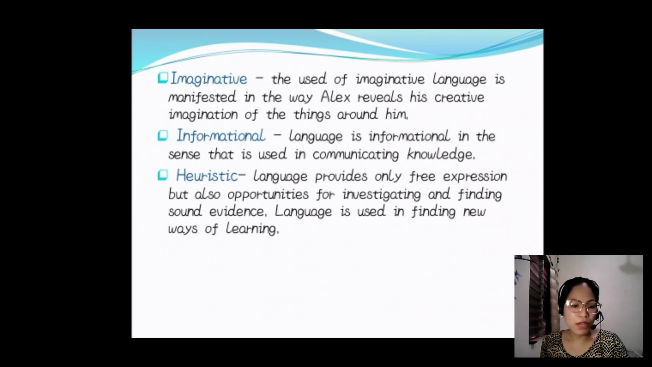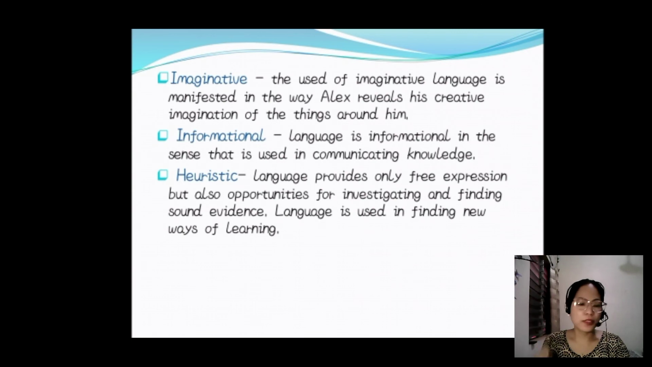Next is informational. Language is informational in the sense that it is used in communicating knowledge. Yes, language is information. We have the language that we can use to spread or to share information.